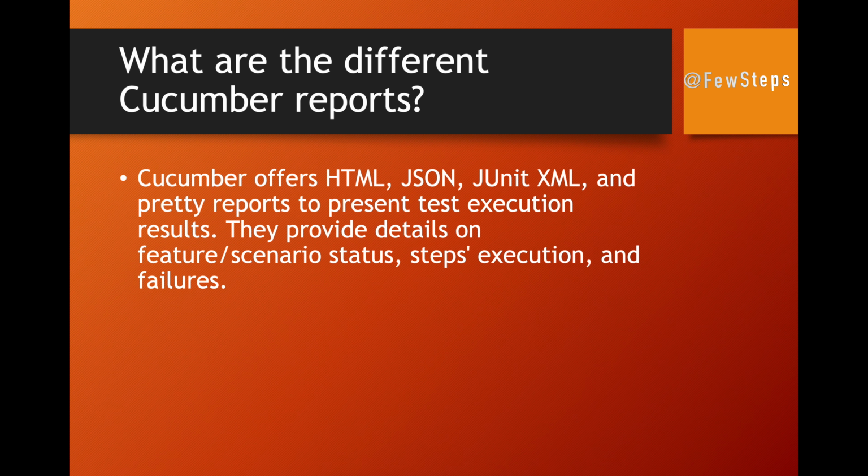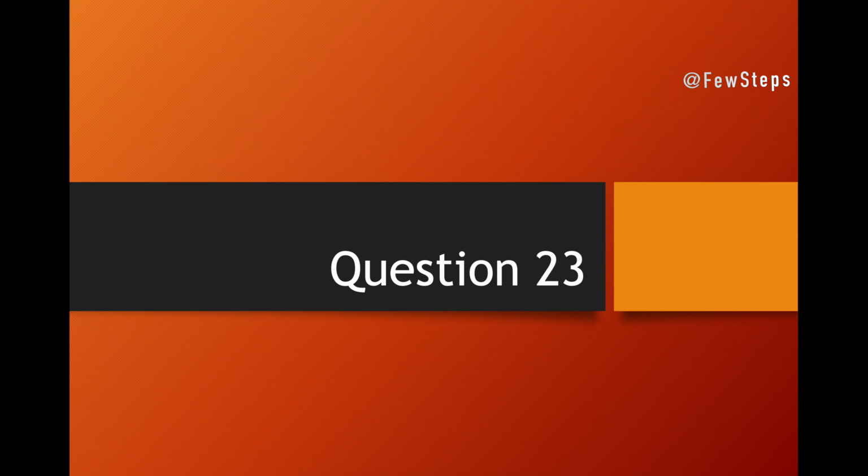Question 22. What are the different Cucumber reports? Cucumber offers HTML, JSON, JUnit XML, and Pretty reports to present test execution results. They provide details on feature and scenario status, step execution, and failures.